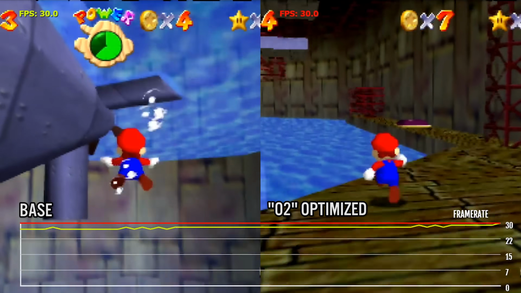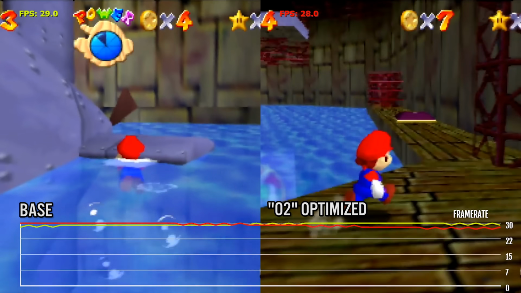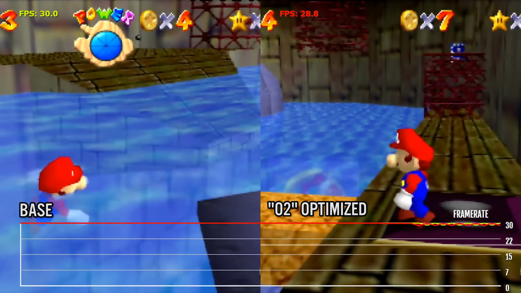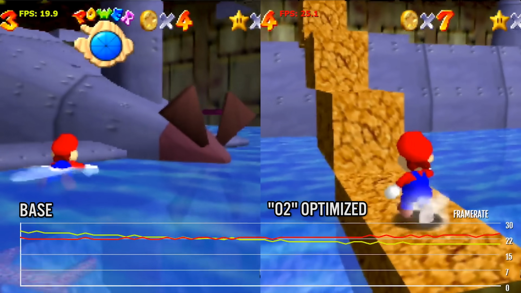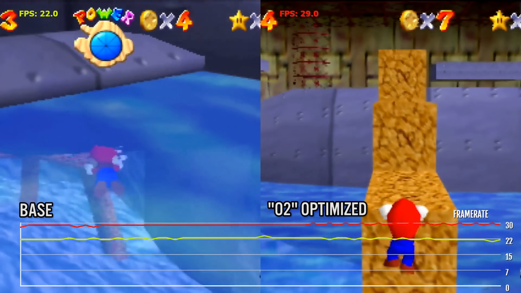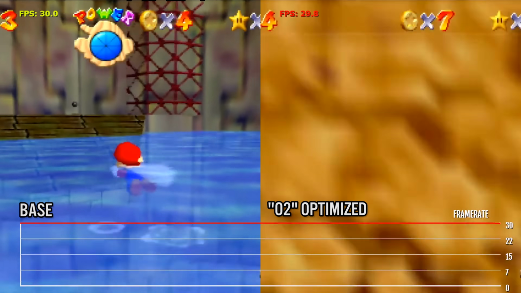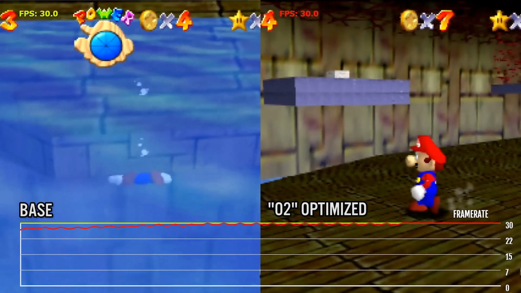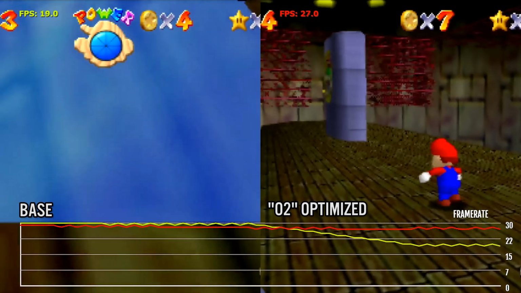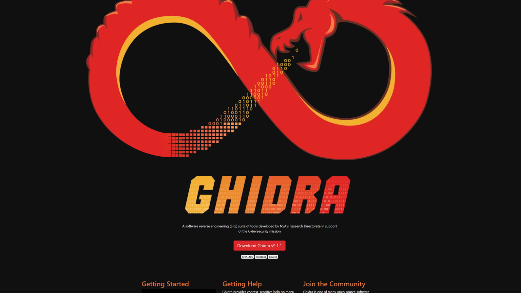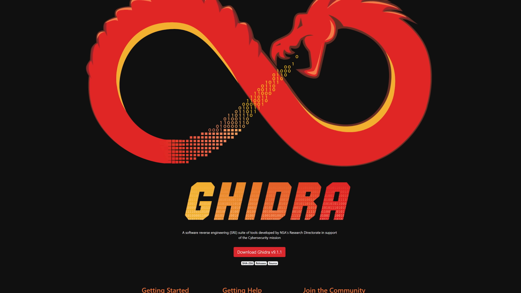This is pretty interesting. As you can see, the patched optimized version can run significantly faster, frequently hitting 30 frames per second. The unmodified original version is notorious for slowdown and lag on the Dire Docks level, and as you can see, it sometimes struggles to keep up, and it will bottom out at sometimes less than 20 frames per second. So this was all achieved by utilizing Ghidra, a decompilation and reverse engineering tool.